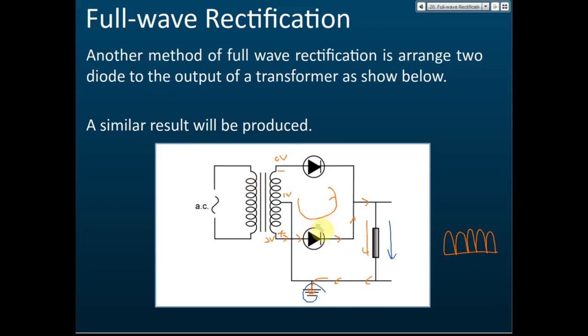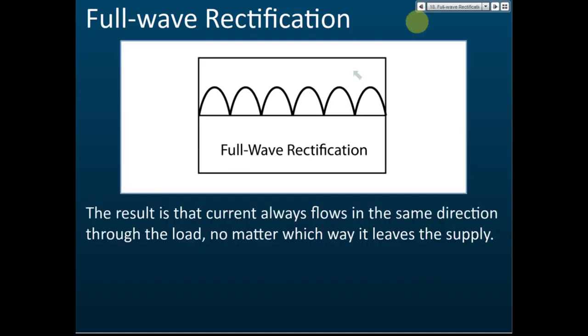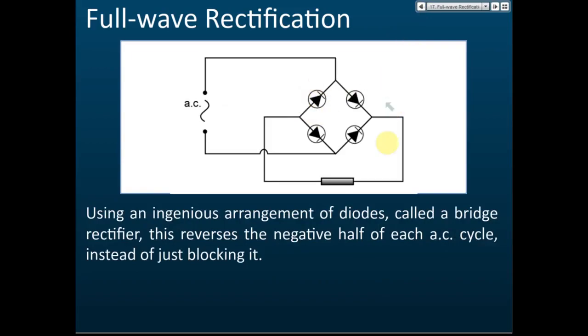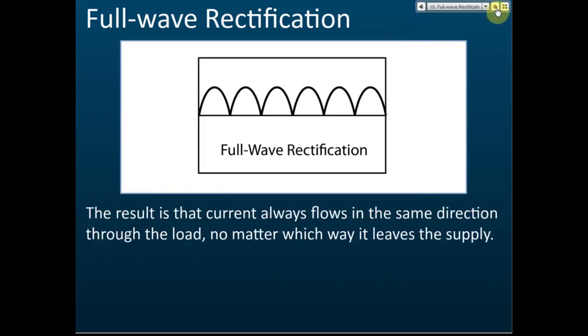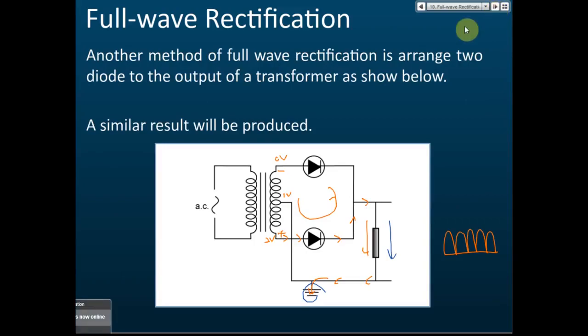So that is another design to do full wave rectification. The first one is a bridge rectifier with 4 diodes, and the second one is a transformer with 2 diodes. Both of these can do full wave rectification. In both cases you must know the directions of the current, the flow of the current through the whole circuit. You must know how it flows.